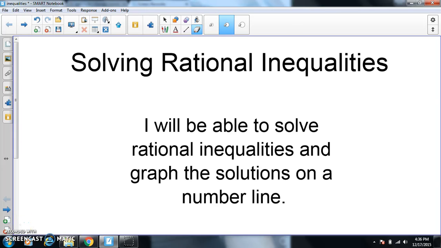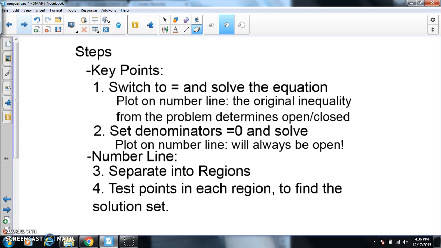So today we are going to review solving rational inequalities again, and we will be able to graph their solutions on a number line. So in class we talked about the steps to solving rational inequalities. Once again, our steps for solving rational inequalities are to, one, find our key points.